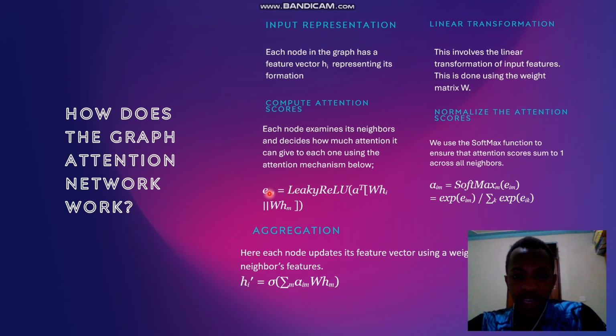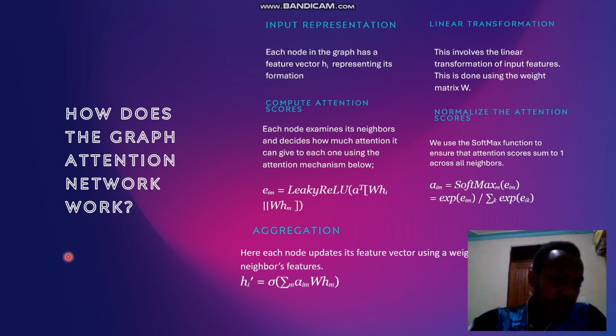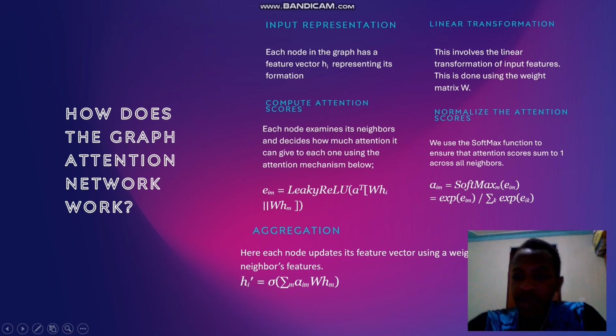Here, this is the attention score between the nodes i and j, W is the learnable weight matrix, and a transpose represents the attention vector, and these two bars represent concatenation. Let me talk more about computing attention scores.